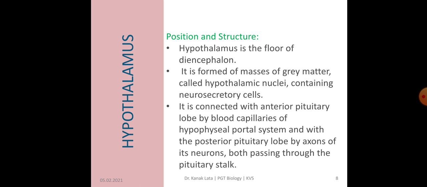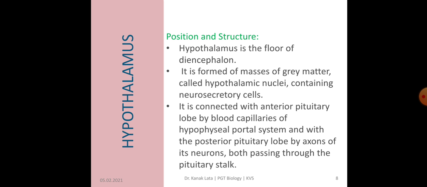Now it is about hypothalamus. First it is about position and structure of hypothalamus. Hypothalamus develops from the ectoderm of the embryo. Hypothalamus is the base or floor of diencephalon, which is the part of forebrain. Hypothalamus is formed of masses of grey matter called hypothalamic nuclei, which consist of neurosecretory cells. The hypothalamus is composed of nervous tissue.